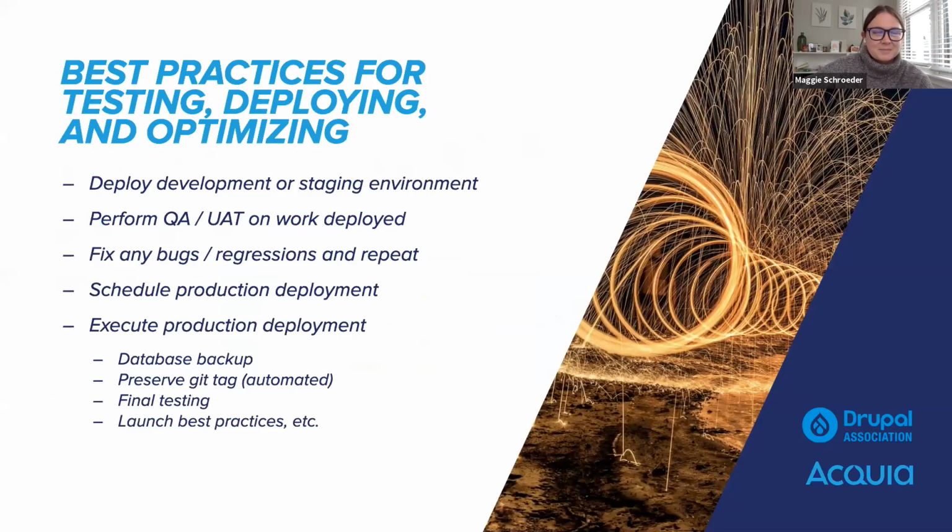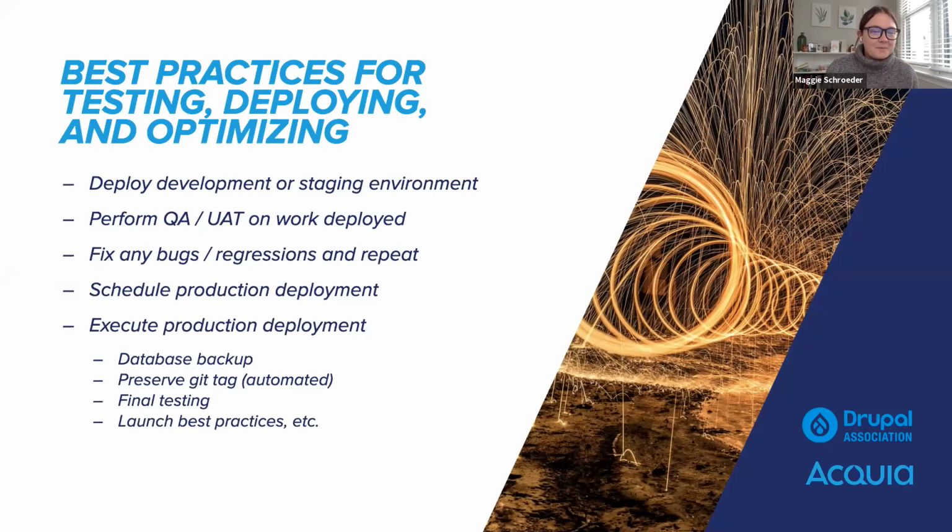And just here, as a summary of everything that I just went through: deploy to the development or staging environment, perform that QA, fix any bugs, schedule that production deployment, and then execute. And then a couple of other subsequent tests, but you can see final testing in there. Always testing, always reviewing, and just making sure that you've got that standardized process internally so that you're covering all of your bases and we avoid that "hate my life" hashtag.